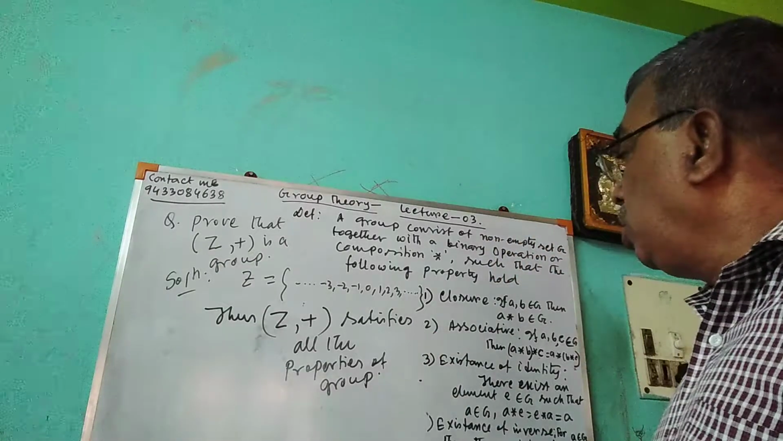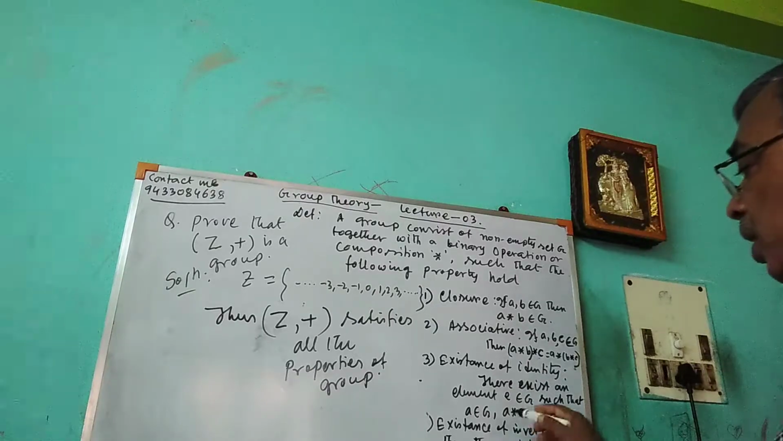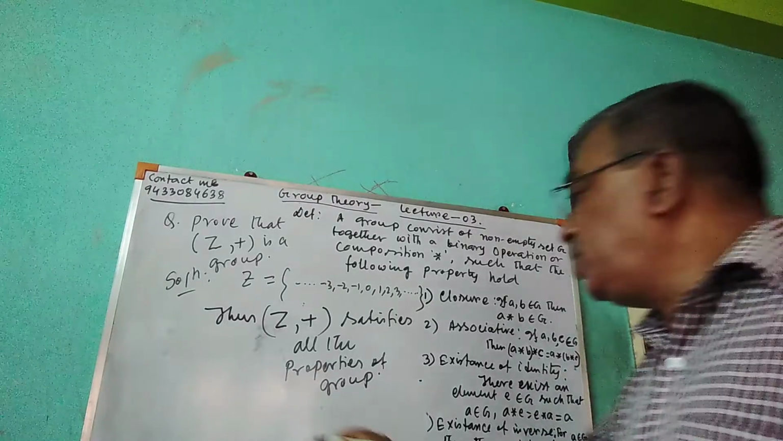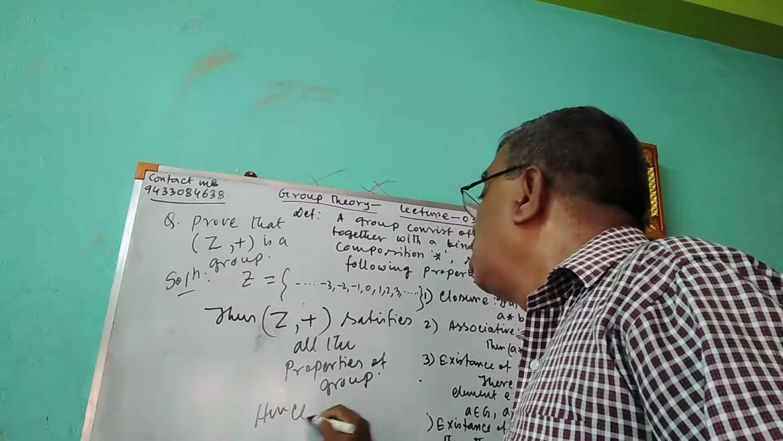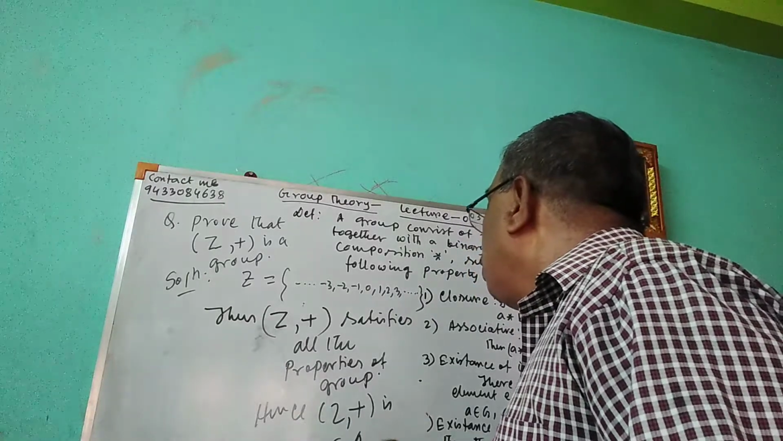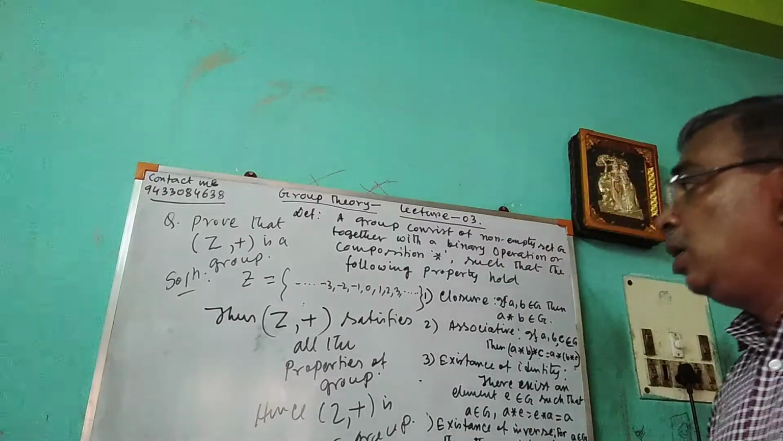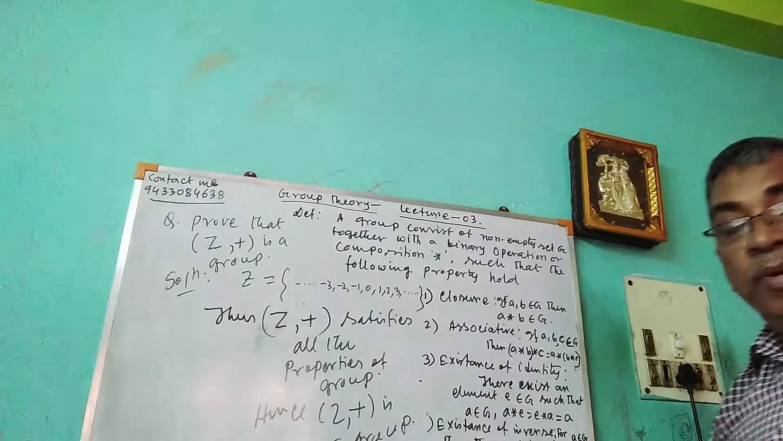Satisfies all the properties of a group, that is closure, associative, existence of identity, and existence of inverse. Hence, Z under plus is a group.